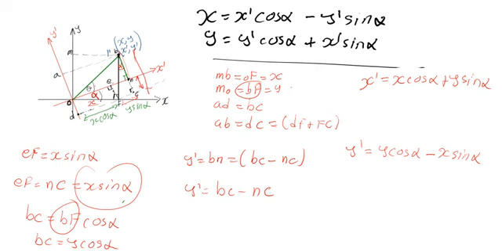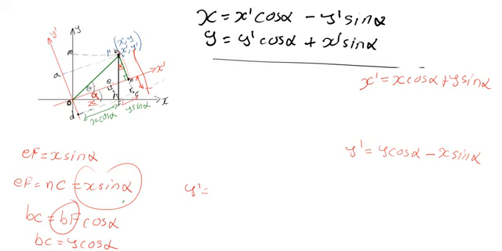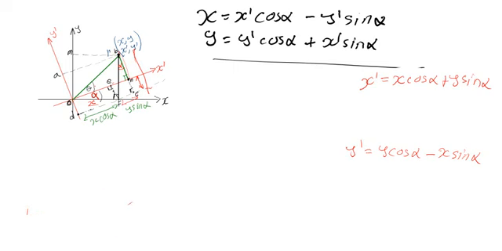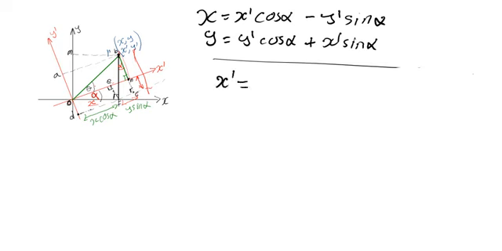So now we have all the equations that we are looking for. They're going to help us in terms of rotating coordinate axes. Okay, so now we have all the four equations. Here we have our x prime being equal to x cos alpha plus y sine alpha, like that.